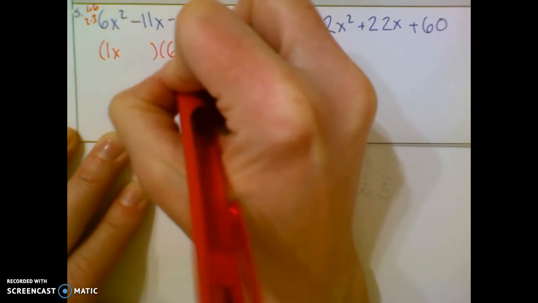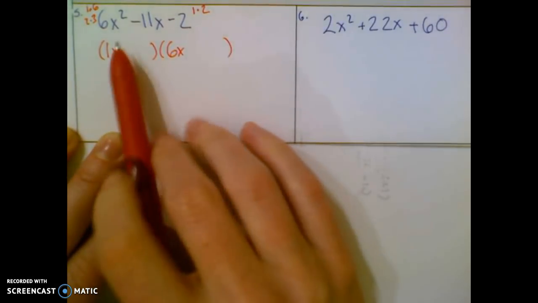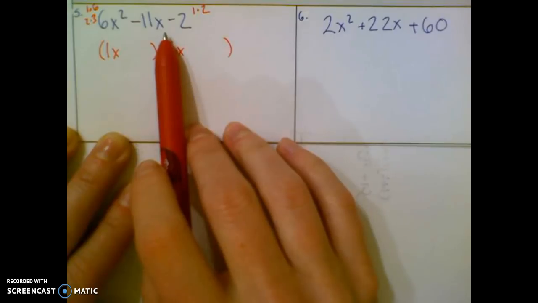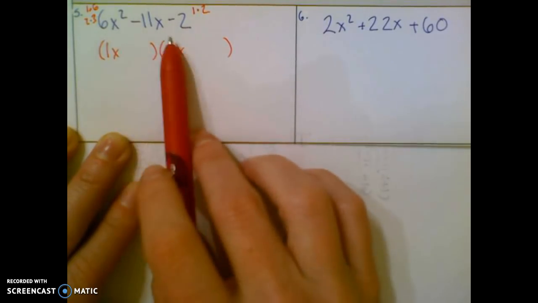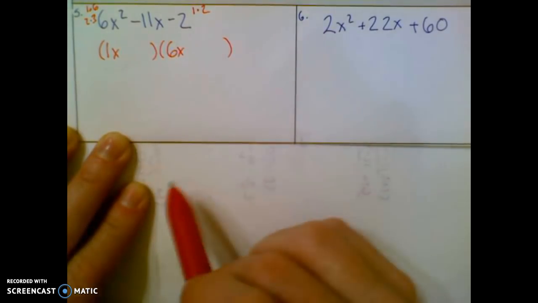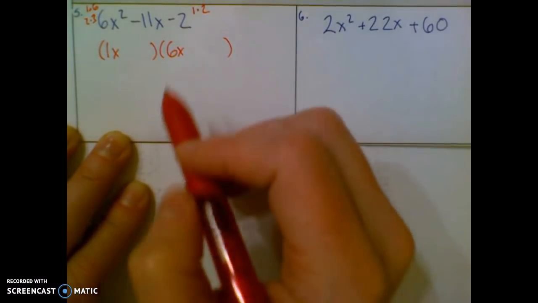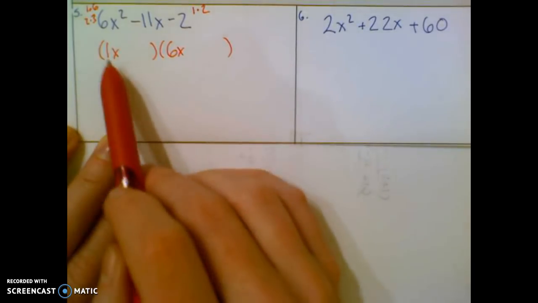Oh yeah, let me jump the gun here. Check for GCF. Sorry, I initially saw there's no GCF, but we always factor out the GCF first. There's nothing in common between all these terms, so no GCF. I just got a little quick on that. Okay, so I went ahead and tried 1x and 6x.